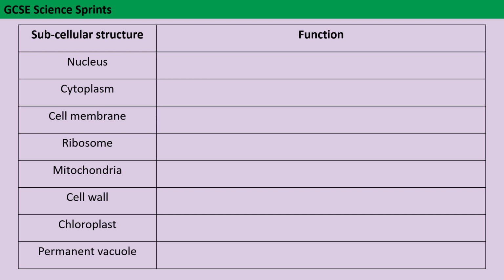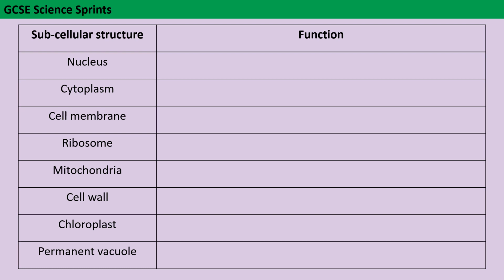As you probably know, both GCSE Biology and GCSE Combined Science start off by looking at cells. And the very first subtopic is prokaryotic and eukaryotic cells. And within that, we look at the functions of various subcellular structures. So a subcellular structure is just something that is smaller than a cell, and its function is its job.